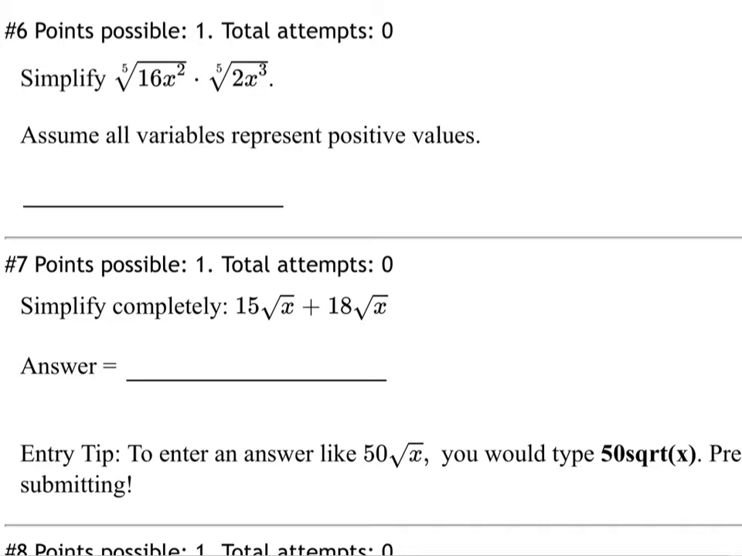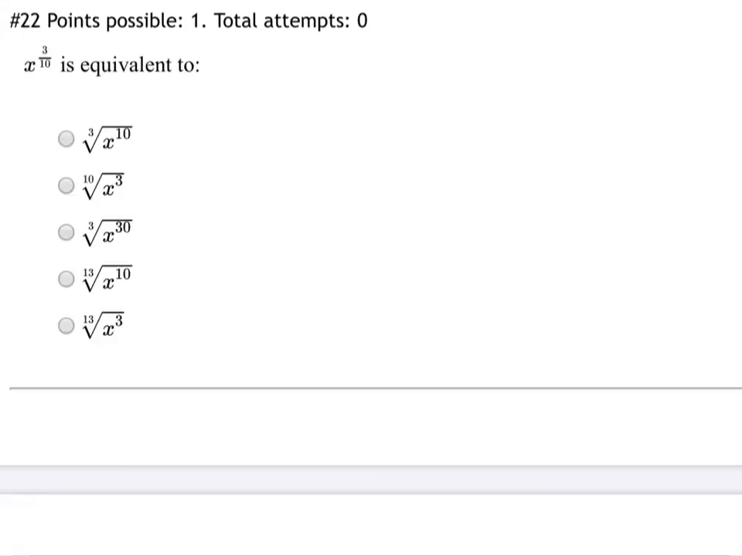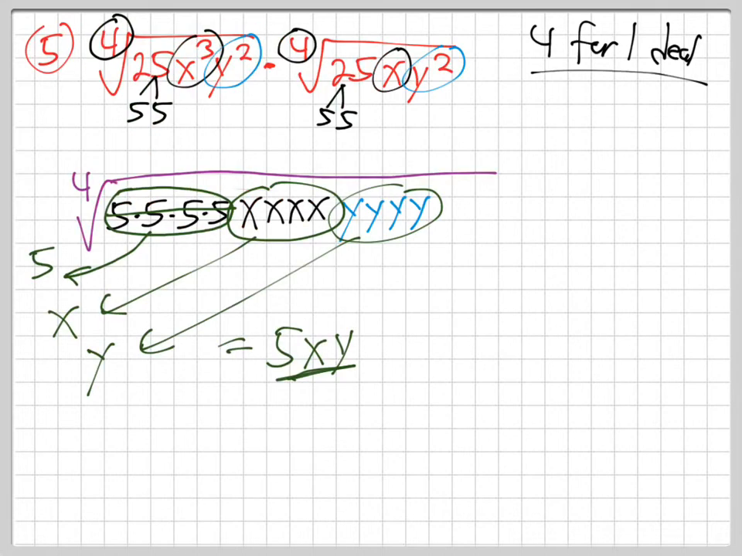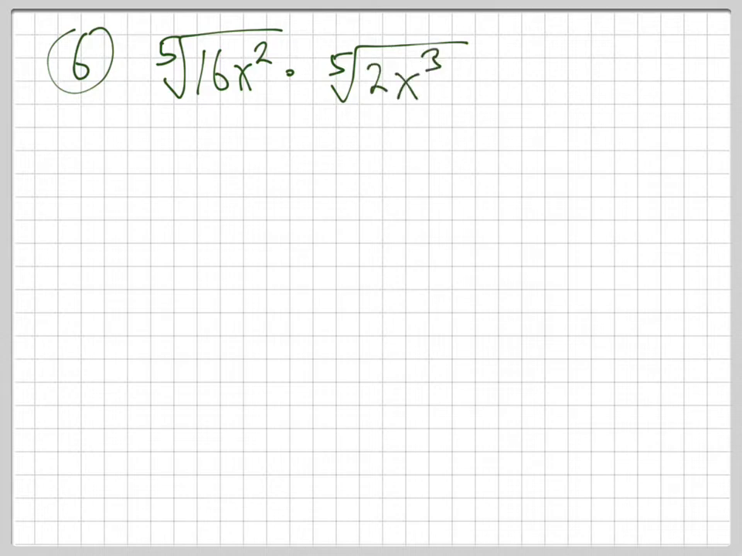16x squared, 2x cubed, number 6. Okay, a couple of 5th rooters. So you know the deal. Just chunk them all into one big root, break them all down, and it's a 5-for-1 deal, isn't it?